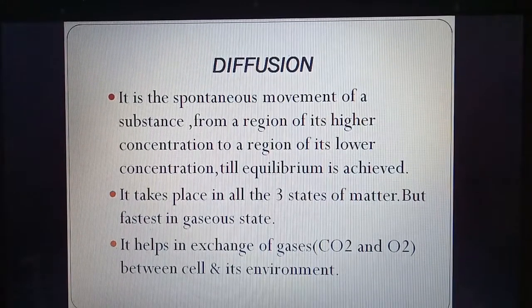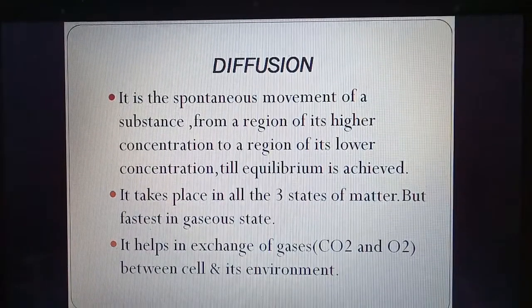We know that carbon dioxide which is produced inside the cell is of higher concentration, so it moves outside the cell, and oxygen which is more in the environment enters the cell. So it helps in exchange of gases between cell and its environment.